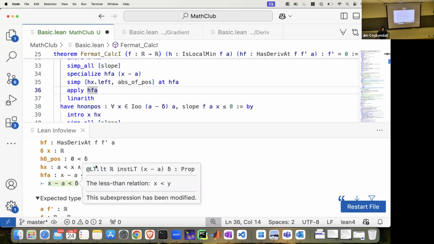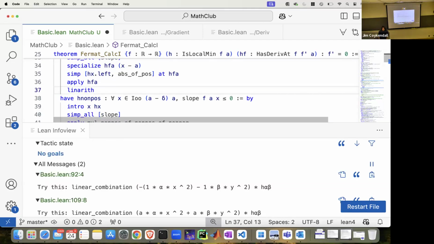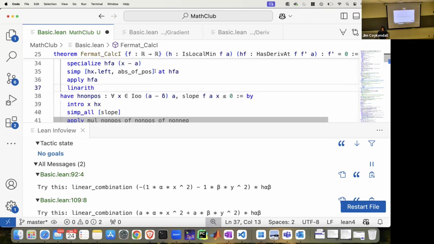So which is here. x is less than a minus delta. And because x is less than a minus delta, x minus a has to be less than delta. I could tell Ling to do this job for me, or I can tell Ling to try to figure it out for me using certain rules. So Ling is going to figure this out for me. And by doing it in this way, Ling is going to be able to show that, whatever that is to the right, the slope is greater or equal to 0.